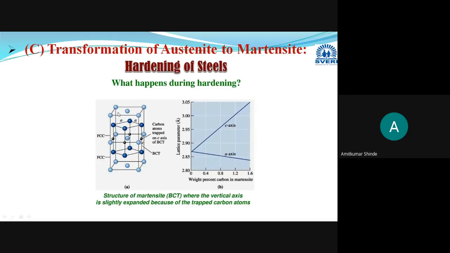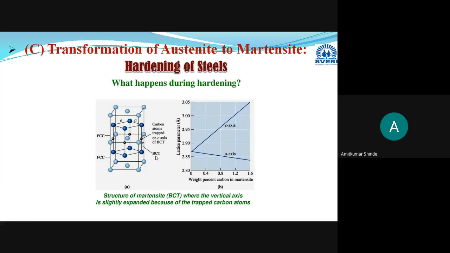These horizontal axes will become equal, and the vertical axis will get compressed. This structure formed will be termed as BCT structure, body center tetragonal structure. Martensite is having the BCT crystal structure. And how is it formed? Due to the shear mechanism.